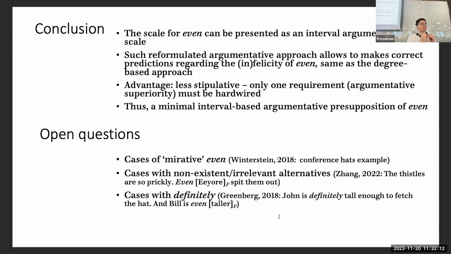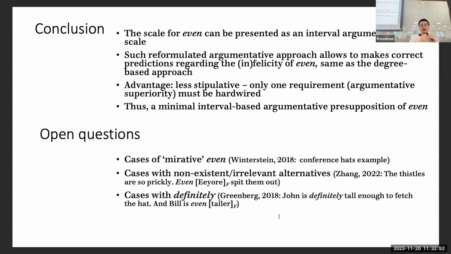There are some open questions left, and mostly they relate to the amount of data that we can capture with such an account. So first, the challenging data are the cases of so-called mirative even. This is the conference head example that Grégoire talked about in his presentation. Second are the cases with so-called non-existent or irrelevant alternatives. Those are the cases that Lin-Jung mentions in her paper, the officials and the pretty officials, and who in Eeyore, who eat them or not eat them.